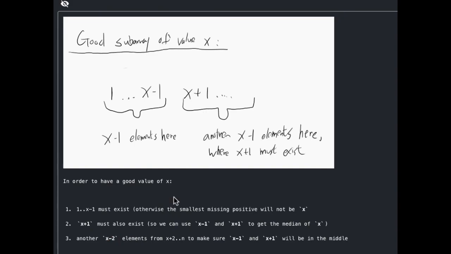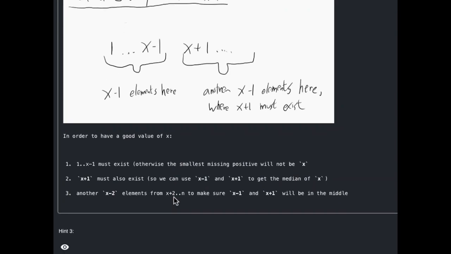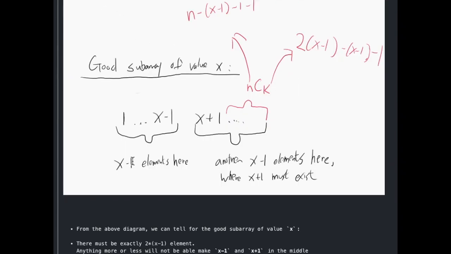So let's see how it can help us solve the problem. From the above diagram, we can tell that for a good subarray of value x, there must be 2 times x minus 1 elements inside the subarray. And then for this 1 to x minus 1, that's pretty much fixed. There's not much we can do. For x plus 1, there's also not much we can do.